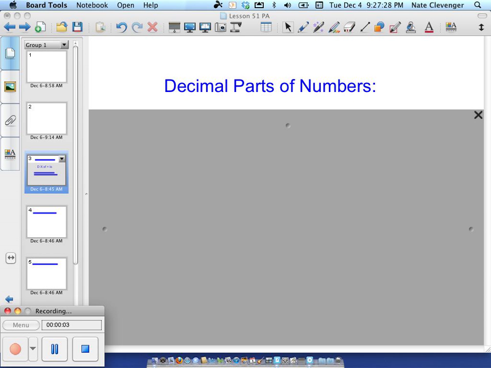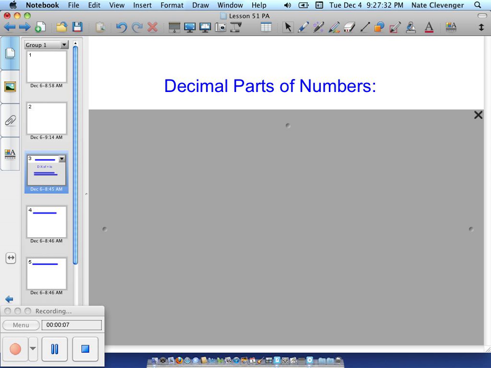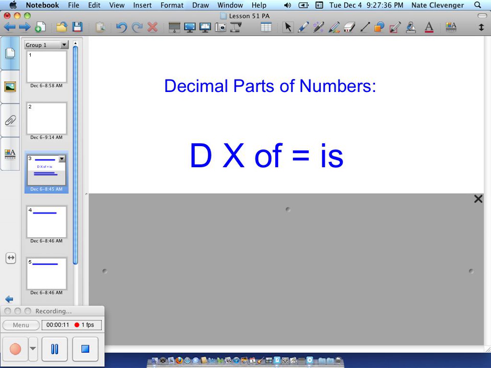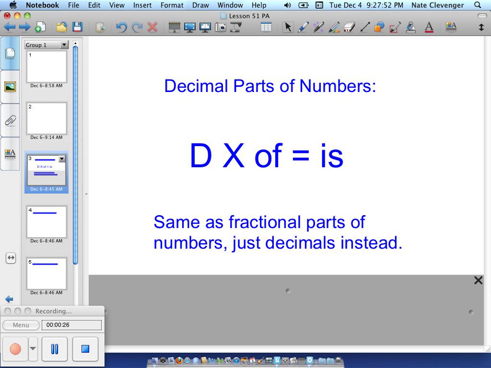Lesson 51 is decimal parts of numbers. We're going to go over this real quick so you can get started. Just like we had our fractional parts of numbers, or F times of equals is, I want you to get this D times of equals is written down in your notebook with that F times of equals is. And D times of equals is just the same thing as fractional parts of numbers. We're just using decimals, so it shouldn't be anything that's too difficult for you.